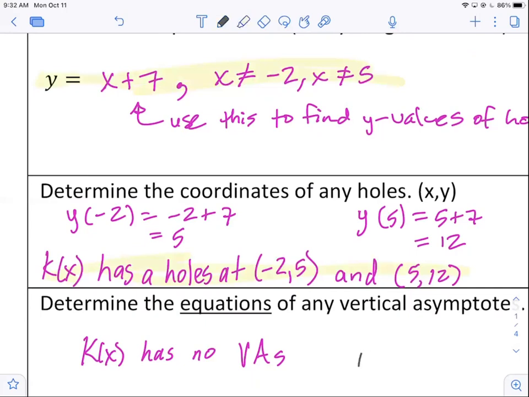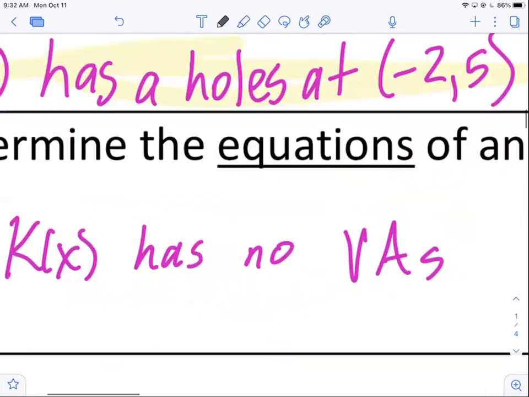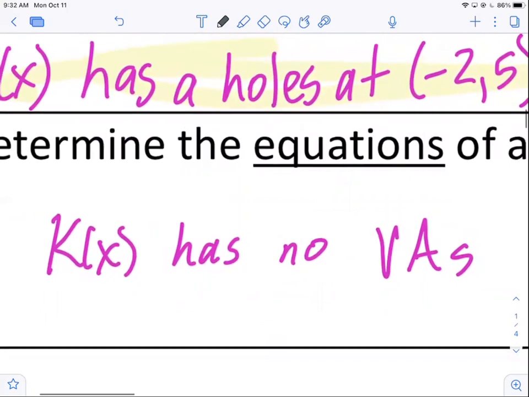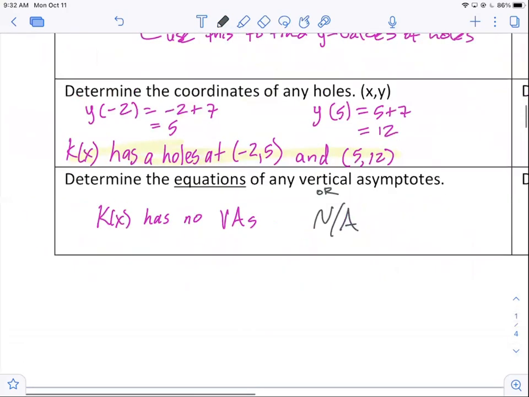That's a complete sentence. If you want to put NA like that, would that work? That's fine. I'm okay with that. We all know that that means what? Not applicable, right? Or applicable, however you want to say it. Not applicable, not applicable. That's fine. This is better though, right? Because it's a complete sentence. K of x has no VAs, has 0 VAs or whatever, but NA is fine.